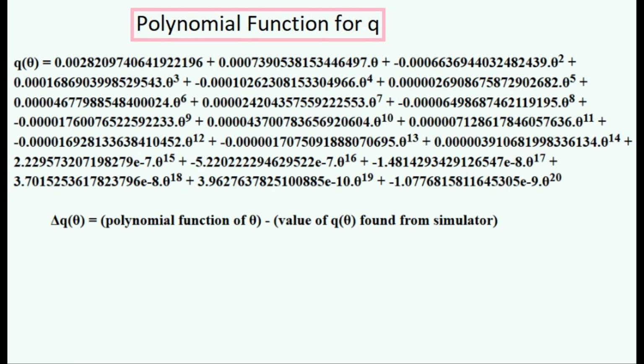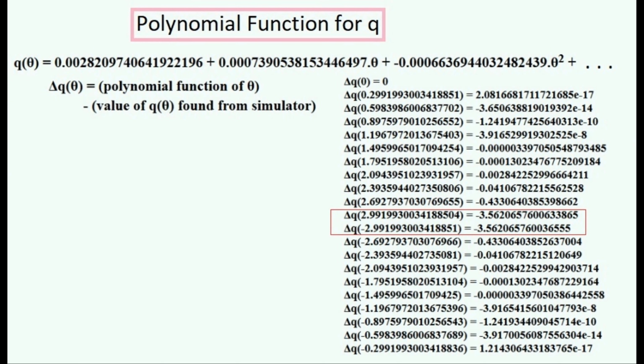And I calculated this quantity, which measures the accuracy of this polynomial, by subtracting the calculated value for a given angle from the value given by this polynomial. And I got this range of values, which showed this function to be inaccurate for values close to 3. But this polynomial has a degree of 20, so it's very difficult to make it accurate for these values.